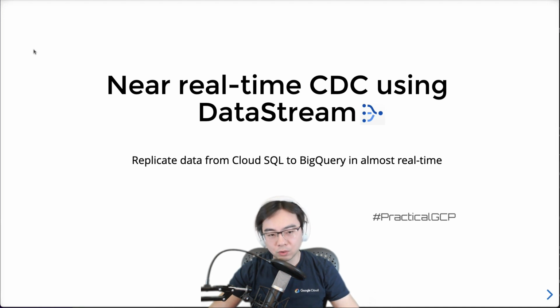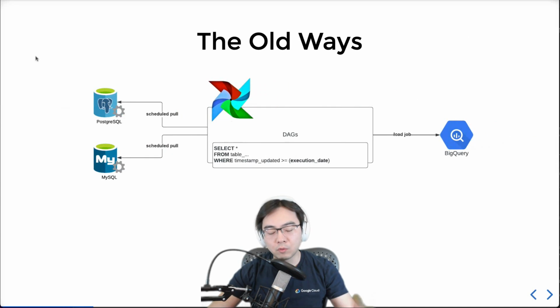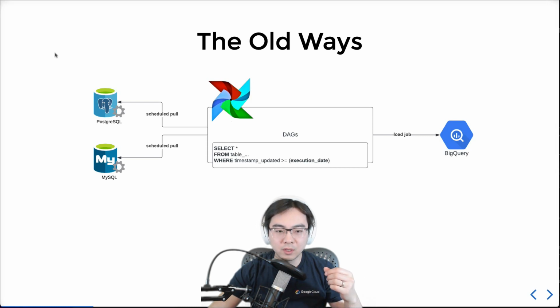Today I would like to talk about a near real-time CDC solution using a Google service called Datastream. This is about replicating change data from Cloud SQL to BigQuery in almost near real time. But before we jump into the detail of the solution, I think everyone must be aware of the current way. There are still lots of use cases where we may need to use this solution.